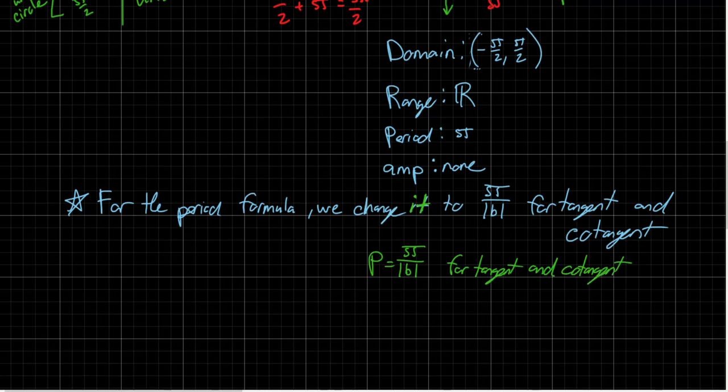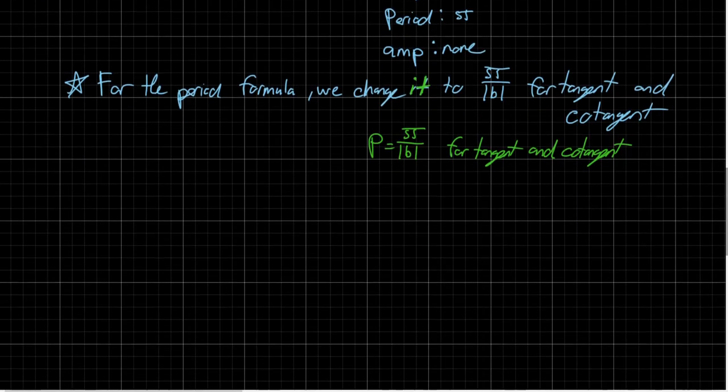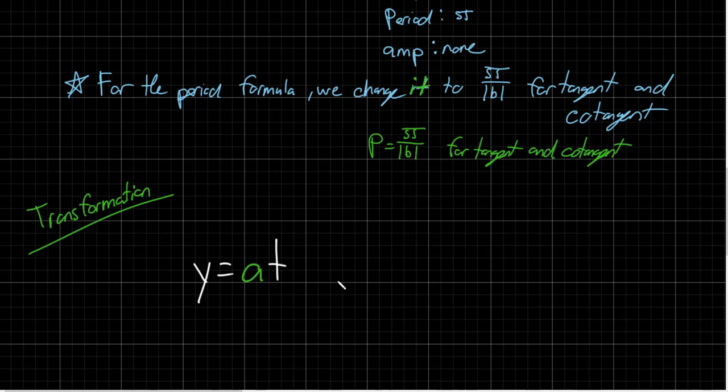Okay, at this point, we're talking about transformations of tangent. So transformations of my function, and it is y equals a of tangent, and then inside is our b value.